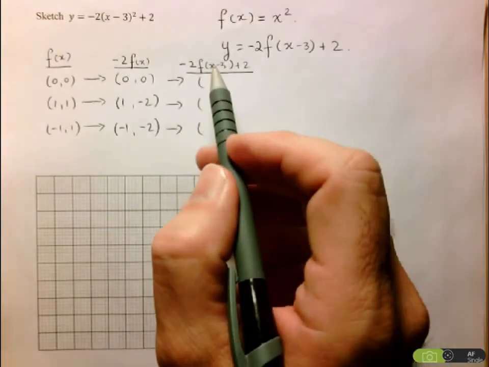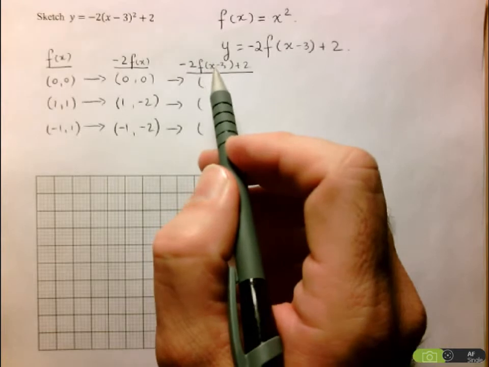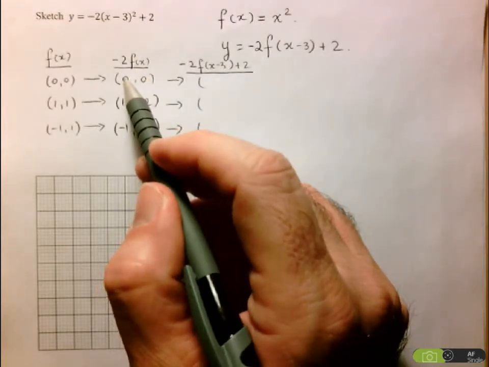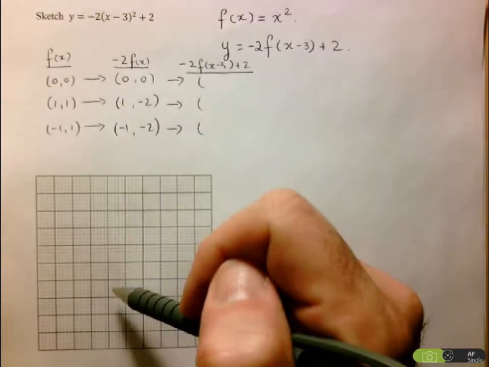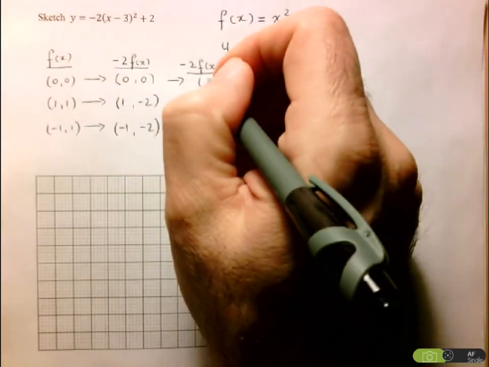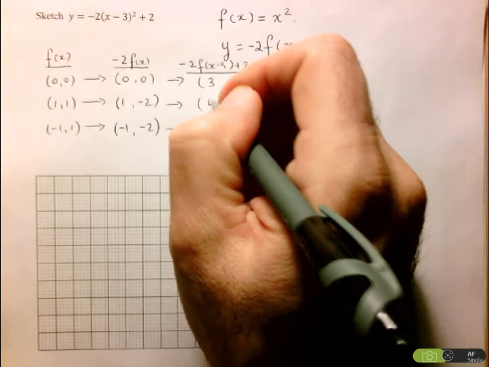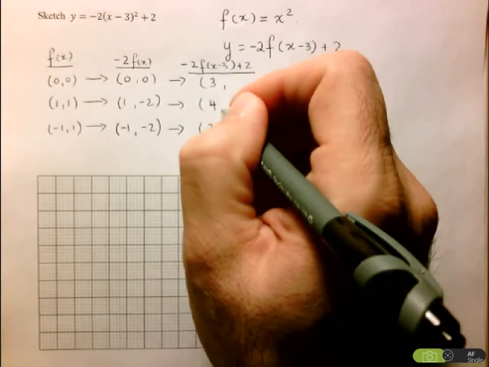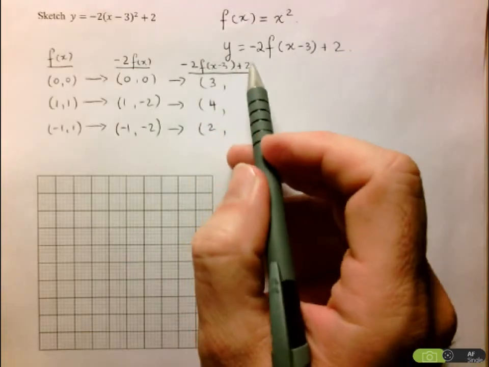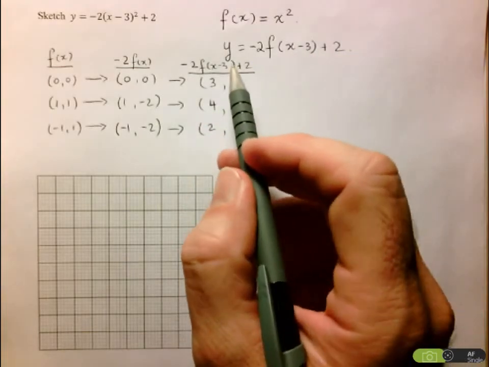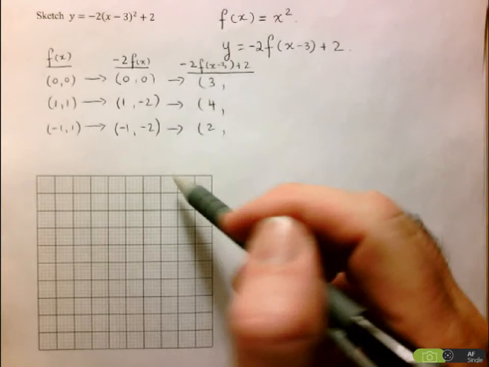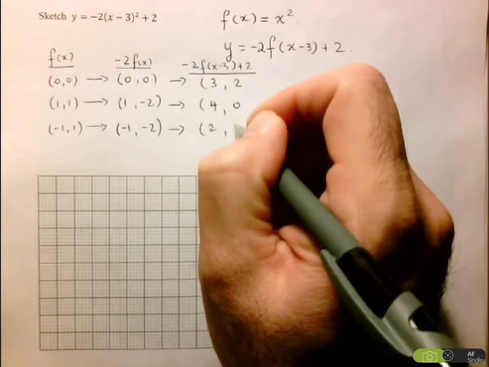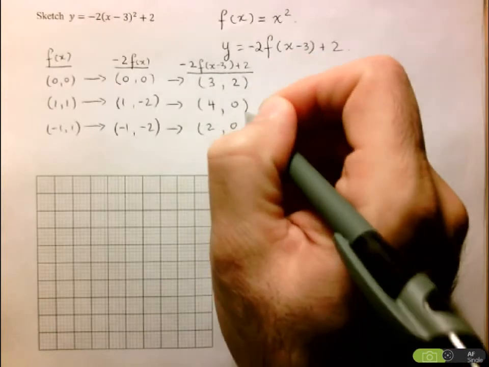So as we said, when I see f at x minus 3, I know I'm going to perform the opposite operations on the x components. I'll be adding 3 to all these x components. So 0 plus 3 is 3, 1 plus 3 is 4, negative 1 plus 3 is 2. Okay, and here we identified this as a vertical transformation 2 units up, so I'm going to be adding 2 to all the y values.